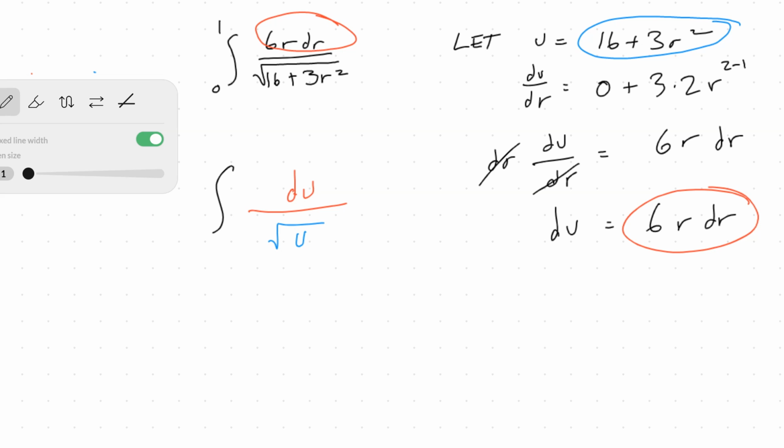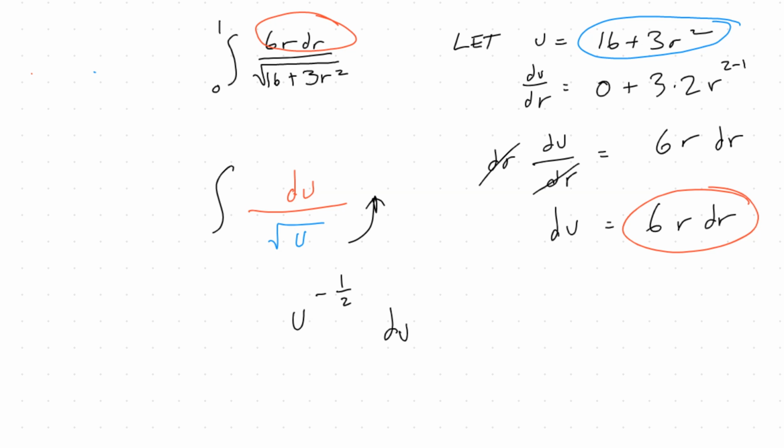This is really going to be easier if we bring this up and make it u to the negative 1/2, and I still keep the du, right? Because the reason why I'm making this a negative 1/2 is because if something's on the denominator, we can bring it up, and that'll make the exponent negative. And the reason why it's 1/2 is because this is u to the first power inside of the radical, and this is understood to be a 2. It's a square root if it doesn't have anything there. And the 1 goes on the numerator, the 2 is in the denominator. So that's why this is going to become u to the negative 1/2.